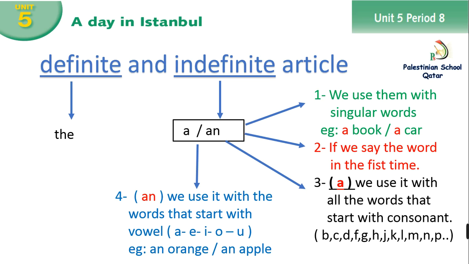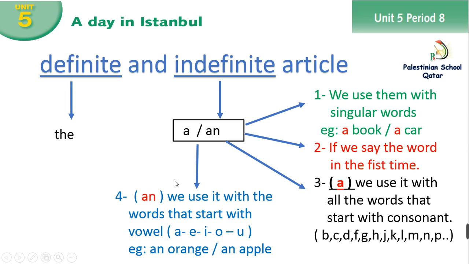Okay. Number three, I use indefinite article a and an. A, I use a only. We use it with all the words that start with a consonant. For example, B, C, D, F, G, H, J, K, L, M, N, P, Q, R, S, T, okay, and the rest. So all the letters in English, we put a with them if it is singular, one, only one. But if it is plural, we don't use a and an, because the first rule is we use it with singular words.